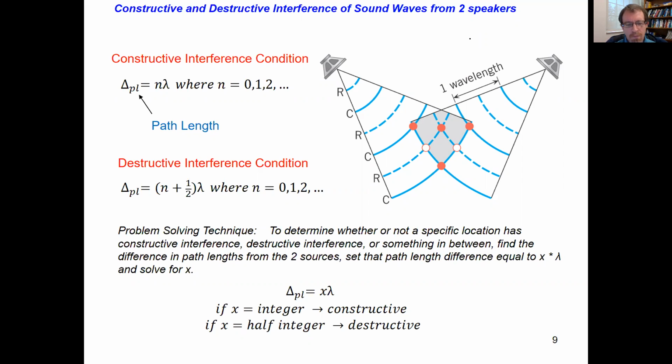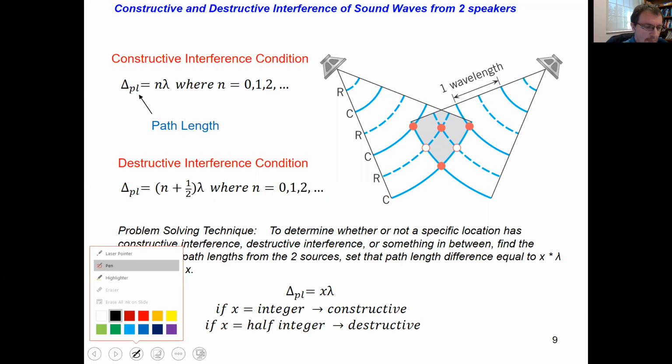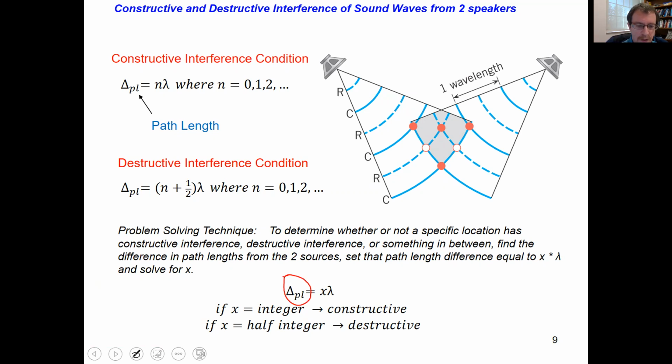And the way to figure this out is to figure out the distance from each one of these sound sources, figure out the difference in those two distances. That's going to be our delta PL. And then if we have the wavelength of the sound, lambda, we can figure out the value for X. And then we said if X is an integer, we've got constructive interference.